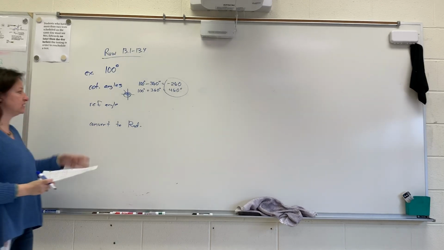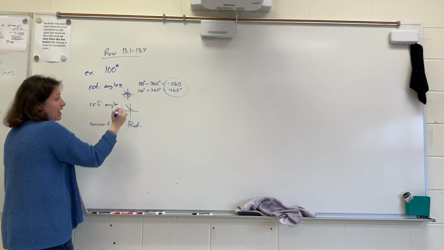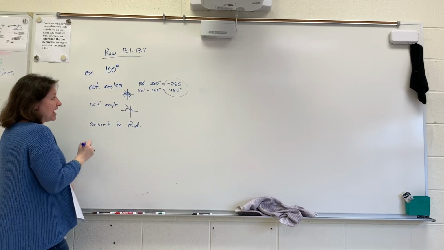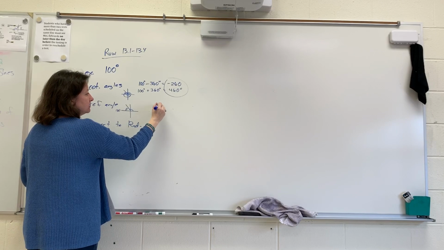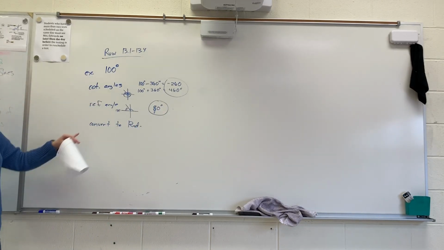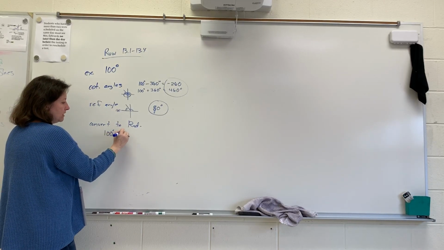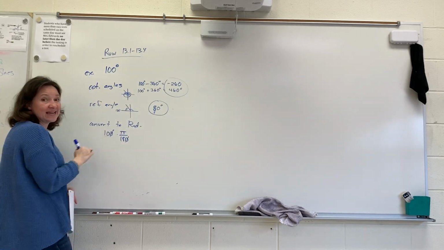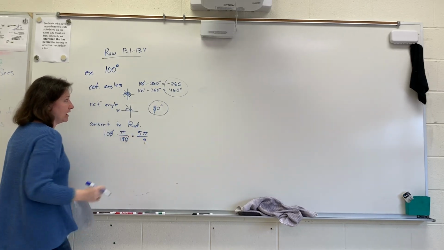How do I get a reference angle? Again, I draw where it's located, and I need to figure out how far it is from the x-axis. How far is 100 from 180? It is 80 degrees away, so 80 degrees would be my reference angle. And finally, how do I convert to radians? I multiply 100 degrees by pi over 180. I like to cancel my zeros. What number goes into 10 and 18? 2 does, so I get 5 pi over 9.